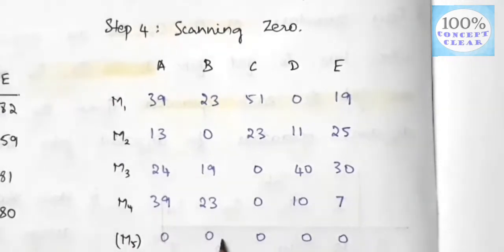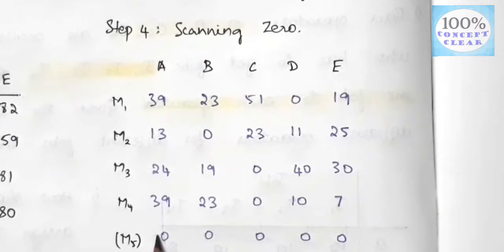But instead, if we used 5 lines to cover the 0s like this, 1, 2, 3, 4, 5, then that will be the maximum number of lines. So our condition is we should cover the zeros in the minimum number of lines. So one single line is enough to cover these 5 zeros. So that is the second condition.